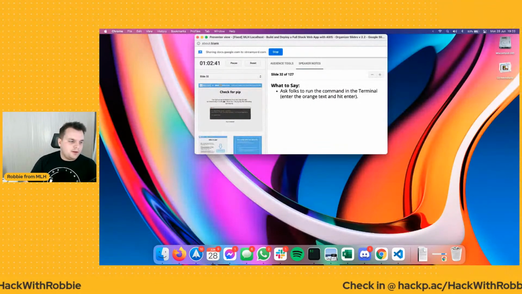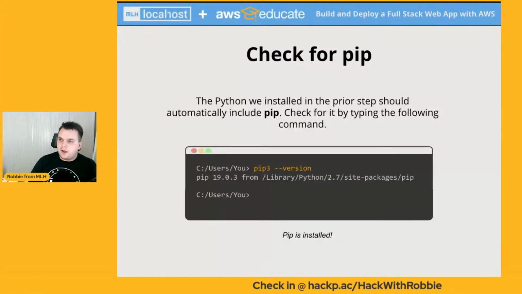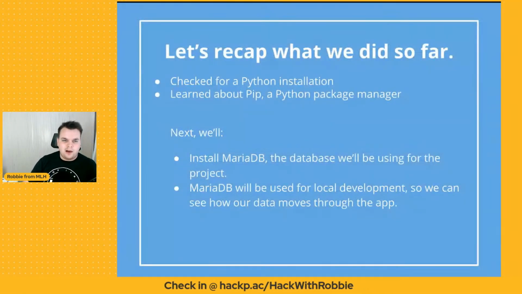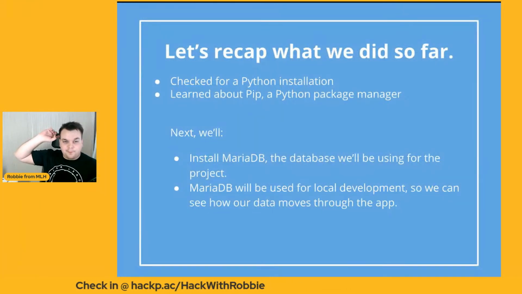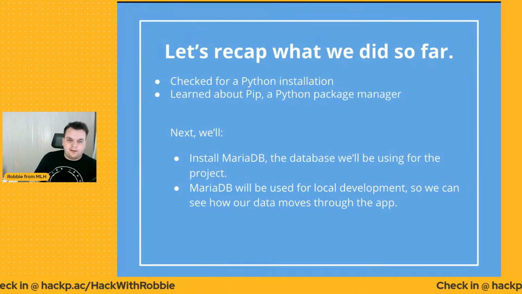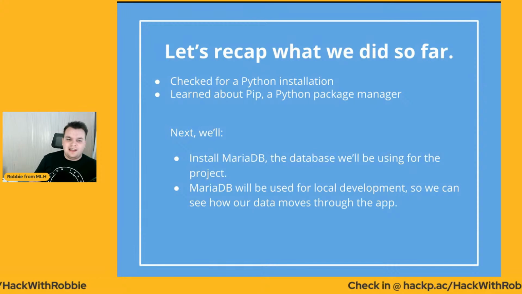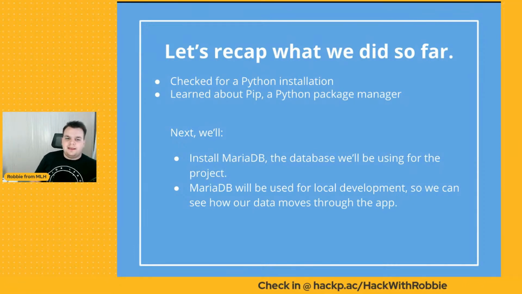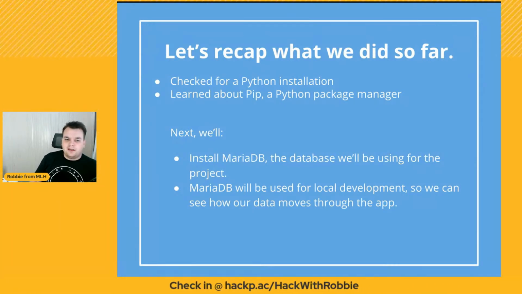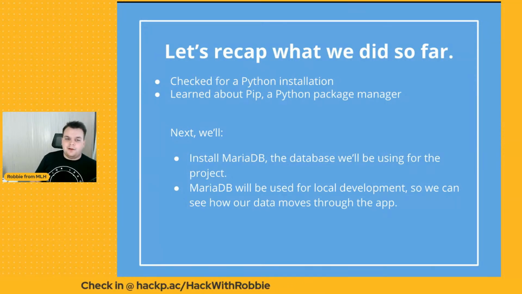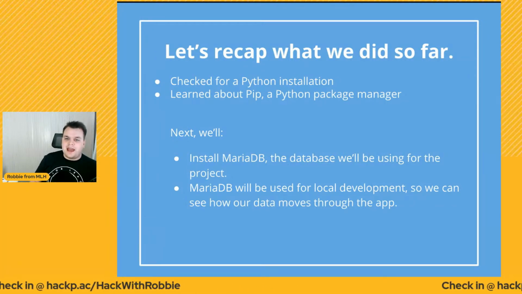All right, let's head over to our next slide. Let's keep going, keep the energy high because we've still got loads to do. So far we checked for Python, we learned about pip, we checked pip was installed. Now we're going to move on to MariaDB. MariaDB is the database we'll be using for this project, and we'll use it for local development so we can see how our data moves through the app.